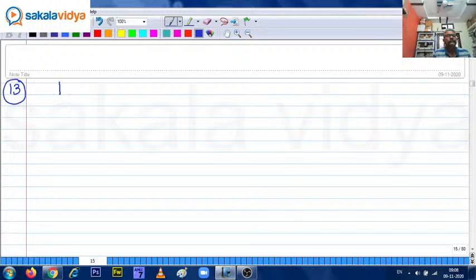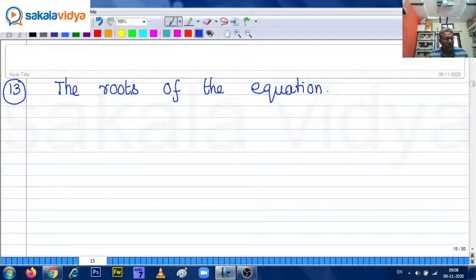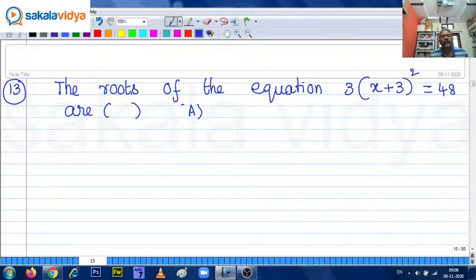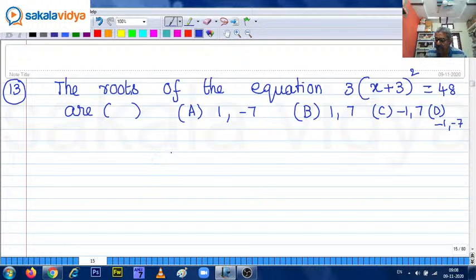Thirteenth question. The roots of the equation 3 times (x plus 3) whole square equals to 48 are: option A 1 comma minus 7, option B 1 comma 7, option C minus 1 comma 7, option D minus 1 comma minus 7.